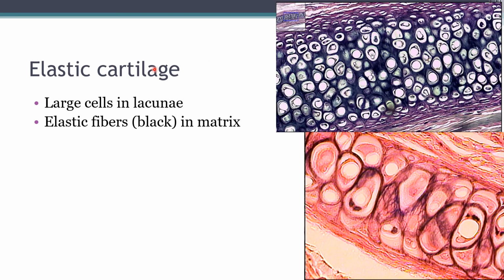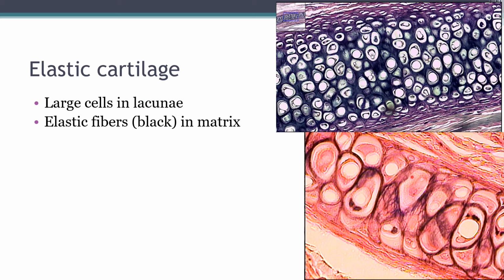The next type of cartilage is called elastic cartilage. So in elastic cartilage, you're still going to have cartilage cells called chondrocytes, and they're going to be in lacunae. But in elastic cartilage, these chondrocytes are really large. So you have these really big cells in these really large lacunae. That's one of the things that you can see with elastic cartilage.